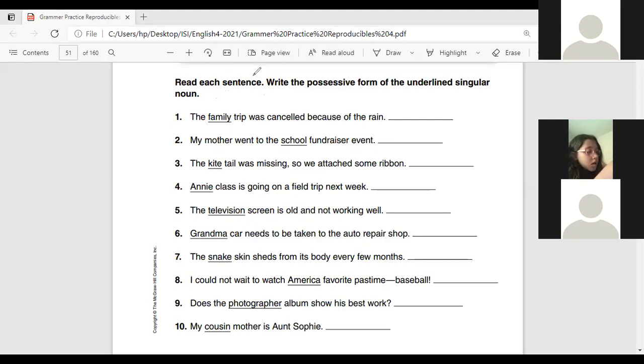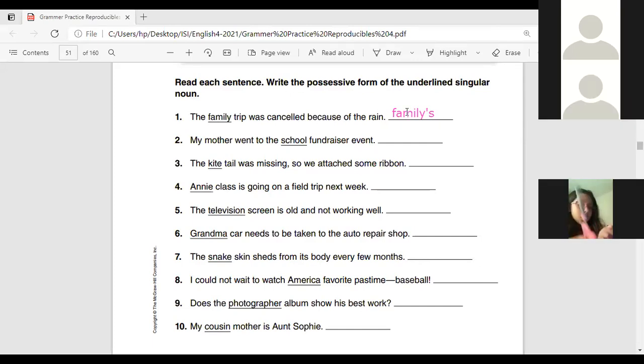Apostrophe and what? Only apostrophe? I write it like this, the family, like this? No, we don't add only an apostrophe. What do we add also? Apostrophe and S. Amal, we add apostrophe and S after the apostrophe. It's a singular noun. I want to form the possessive, so I say the family's trip was cancelled because of the rain.